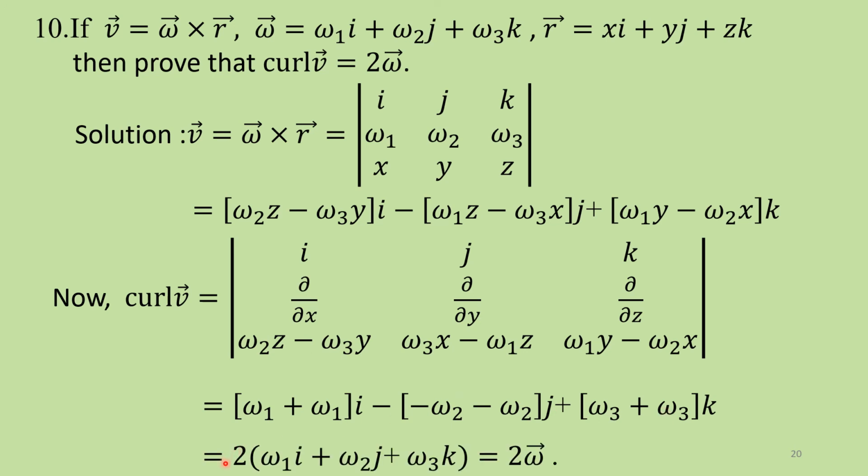So I have 2 times omega 1 i plus omega 2 j plus omega 3 k, that is equal to 2 times, this is nothing but vector omega. So I got curl of v, where v is the cross product of angular velocity and the position vector, then curl of v is 2 times the uniform angular velocity.